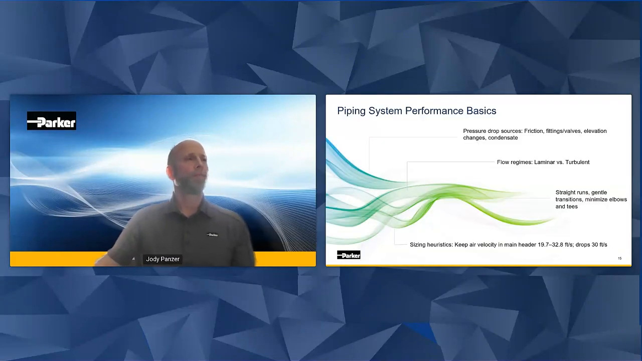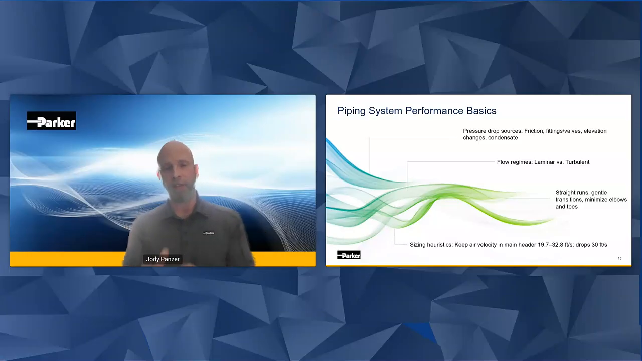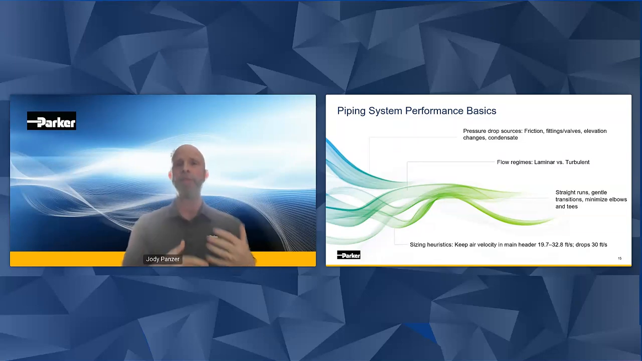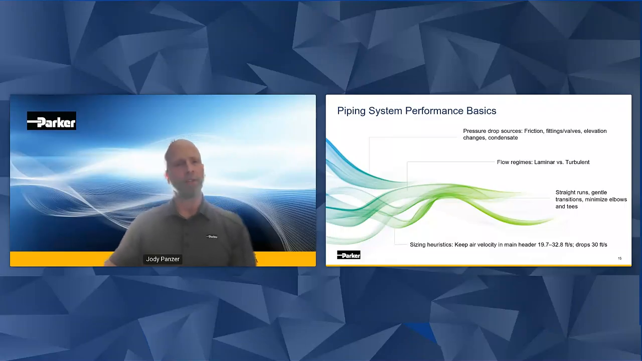So pressure drop sources, as we mentioned, friction. Friction is the resistance to flow caused by the interaction between compressed air and the internal wall of the pipe. Consider your fittings and valves. Everything in a compressor system has somewhat of a pressure drop associated with it. In your compressor room, even the dryers and the filtration we mentioned all have a pressure drop. We want to minimize that as much as possible. So for your fittings and valves, try to have as much full bore as possible. As I mentioned, consider elevation changes and condensate management, and make sure that is sized adequately.